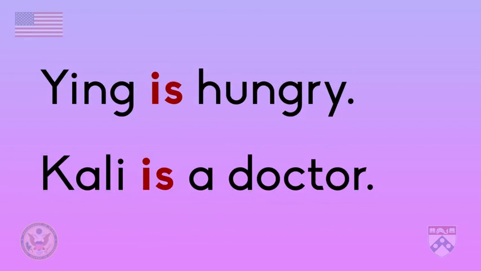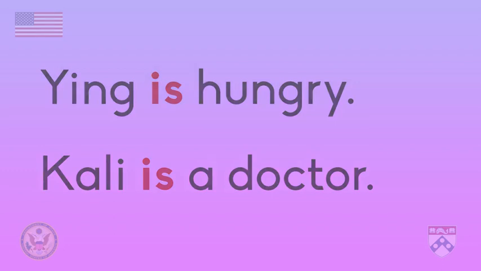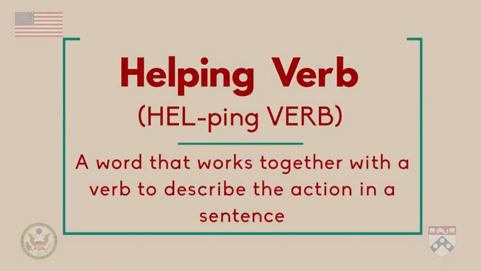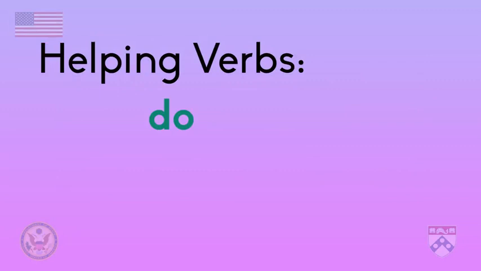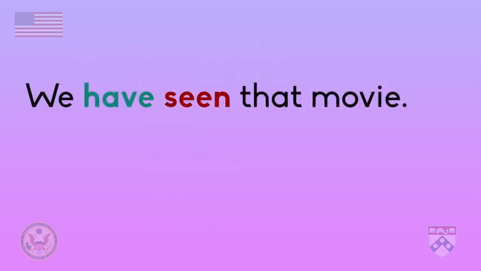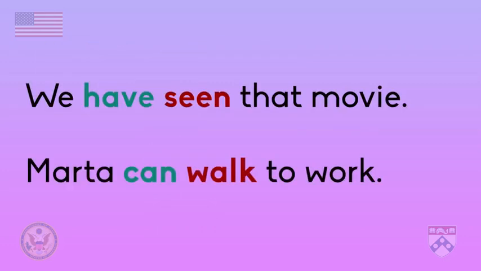Before we can use a negative with a verb, we need to make sure that there's also a helping verb in the sentence. A helping verb, also known as an auxiliary verb, is a word that works together with a verb to describe the action in a sentence. Helping verbs include do, have, can, and some others. We use helping verbs to say things like, we have seen that movie, or Marta can walk to work. Those sentences have helping verbs, so we can add a negative to change the meaning of the verb.